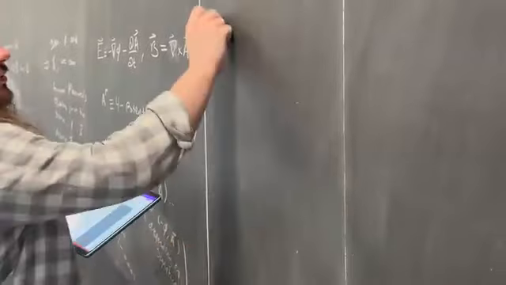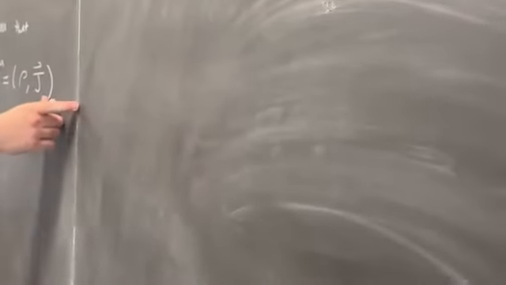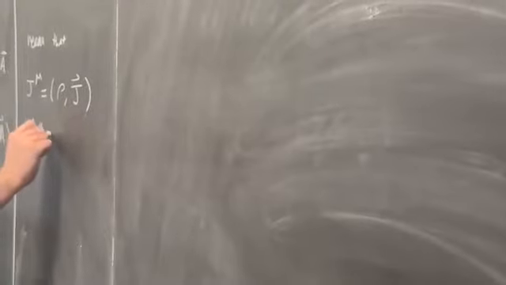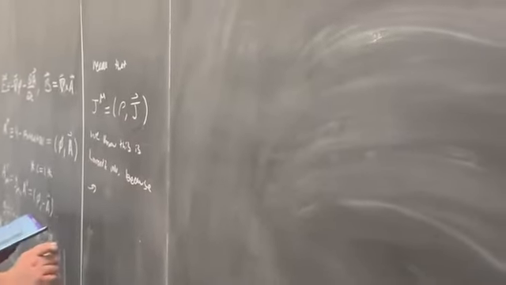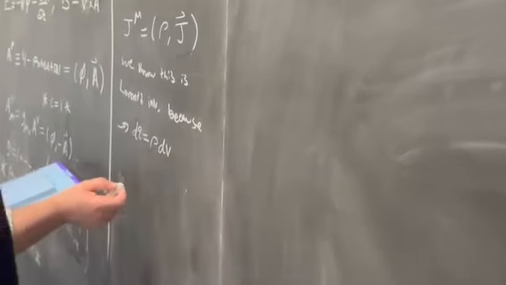So recall that J mu is equal to rho, the charge density, and the spatial components are the current density ones. Of course, current density is only in spatial directions, but we know this is Lorentz invariant by definition. If you consider an infinitesimal piece of charge, it's the charge density times the volume it's in.